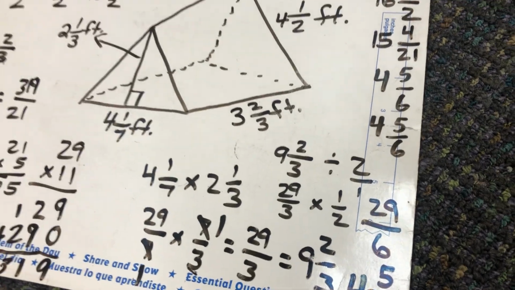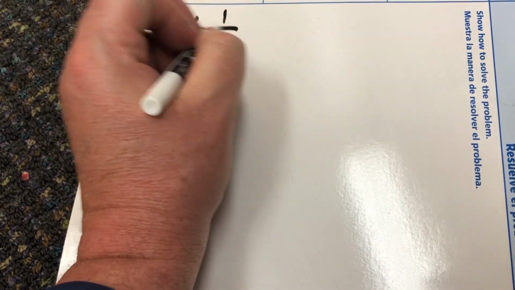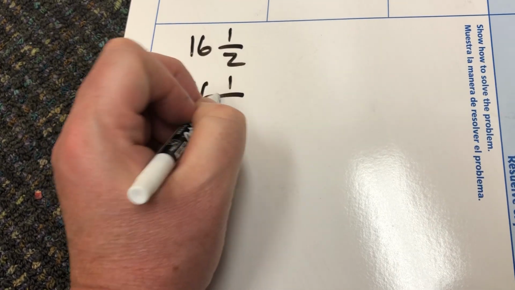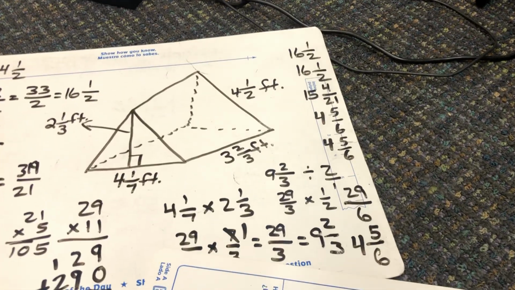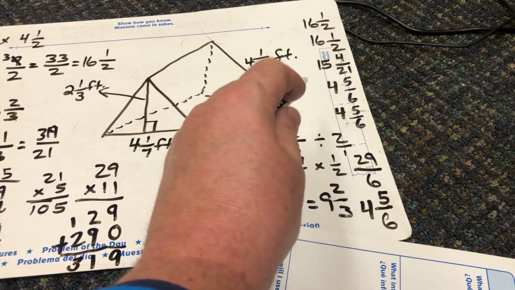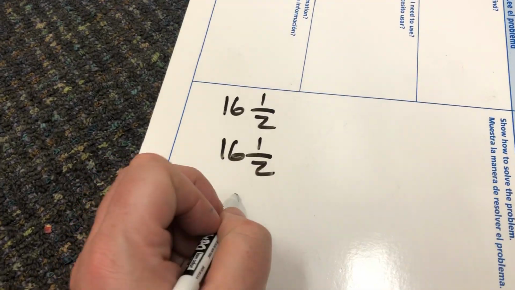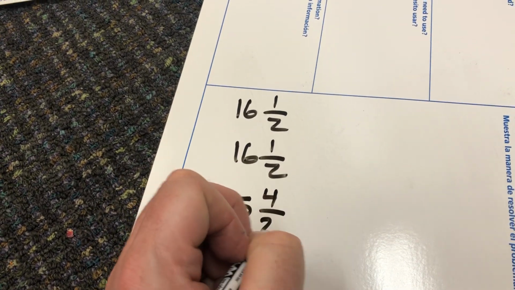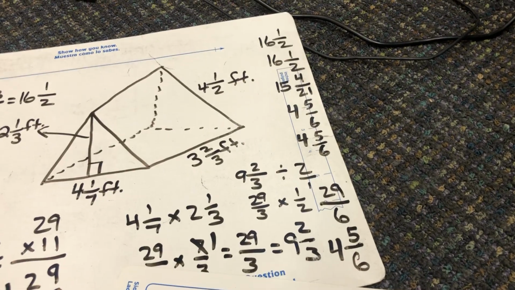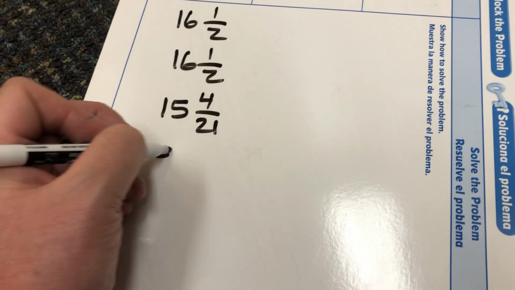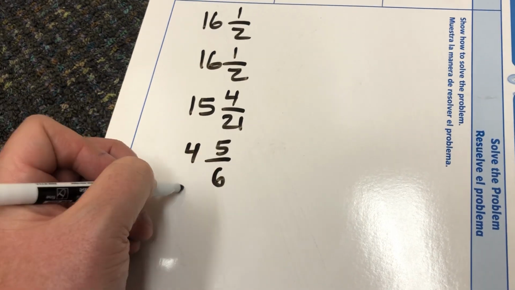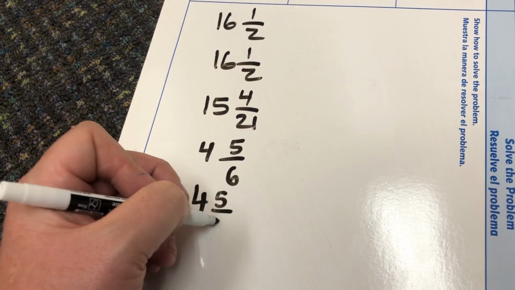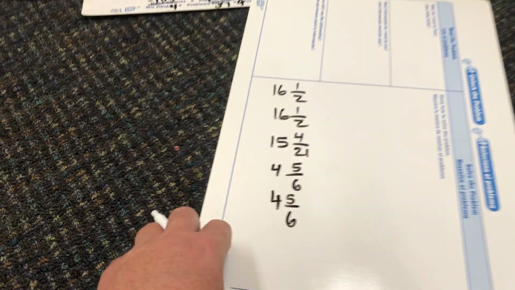So, we need to find some space here. I'm going to find a blank spot. So we had our 2 triangles, 2 rectangles that were the same, 16 and a half, 16 and a half. I'm bringing all those numbers over. The bottom rectangle was that 15 and 4 over 21. And then I had both my 2 triangles that are congruent at 4 and 5/6. Well, to find the surface area, I have to add them all together.